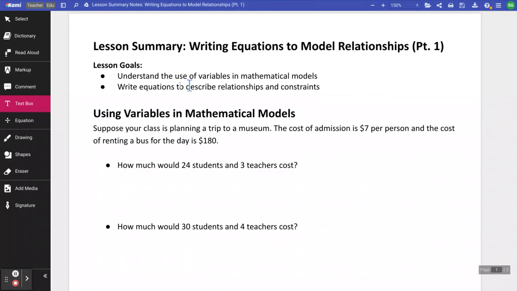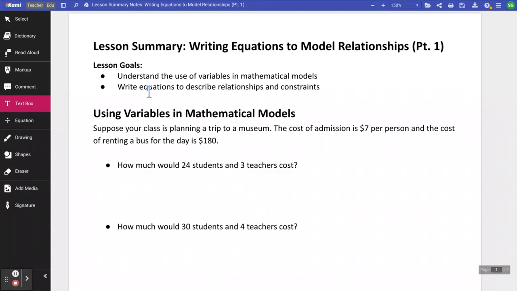Speaking of which, our lesson goals for this particular lesson, there are two of them. The first is really understanding the use of variables in these mathematical models that we started talking about yesterday. And then the second goal is writing equations to describe relationships and constraints. With the writing equations part, if you had me for pre-algebra, you know we did a lot of that in pre-algebra, and we're going to be doing a lot of it in this lesson, in this unit, and honestly, throughout math, right? Especially in algebra, a big part of it is being able to represent situations and relationships with equations.